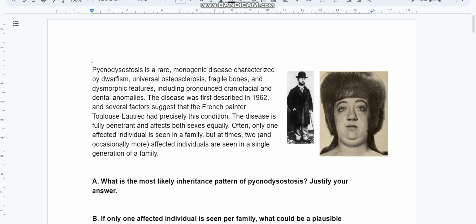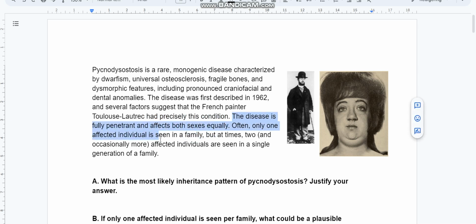Now let's talk about marker analysis in relation to pycnodysostosis. This is a rare monogenic disease characterized by dwarfism, universal osteosclerosis, fragile bones, and dysmorphic features, including pronounced craniofacial and dental anomalies. The disease was first described in 1962, and several factors suggested that this French painter had precisely this condition. The disease is fully penetrant and affects both sexes equally.